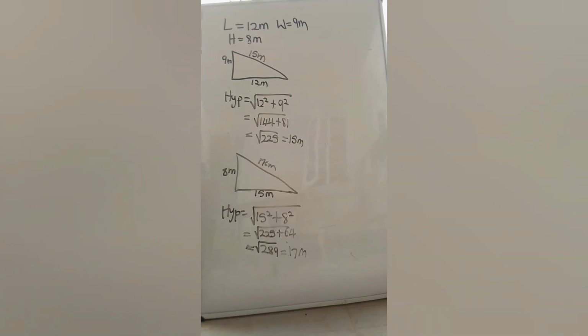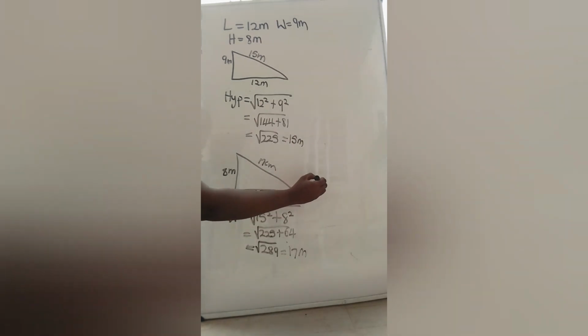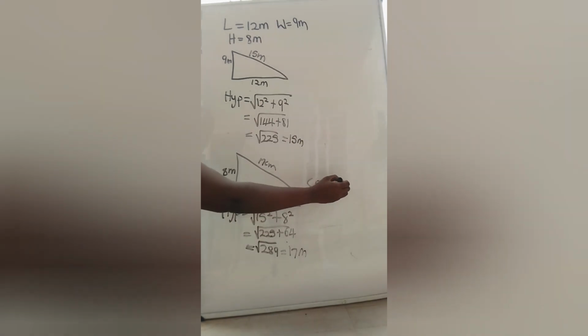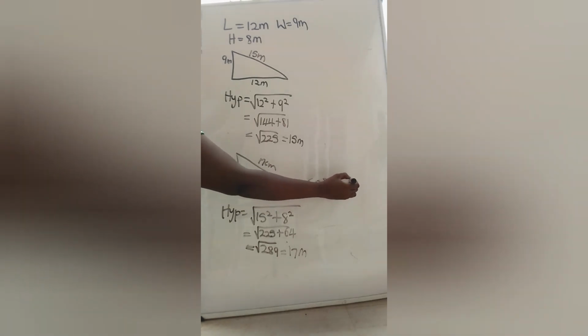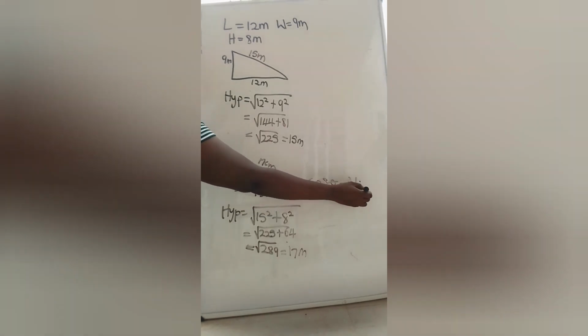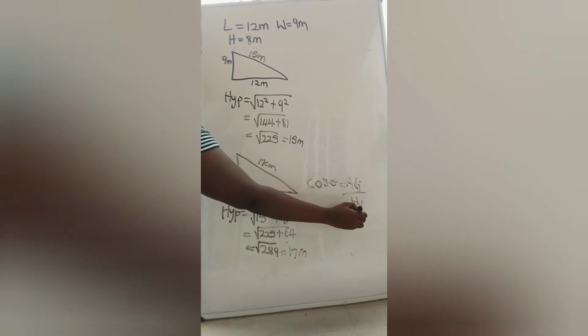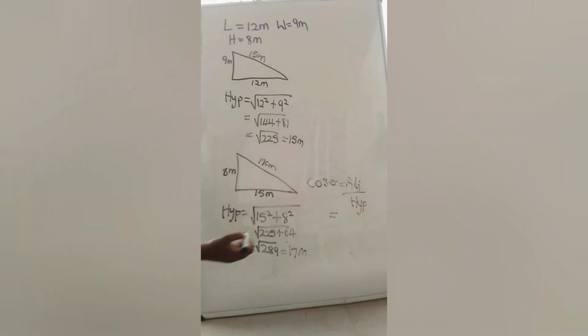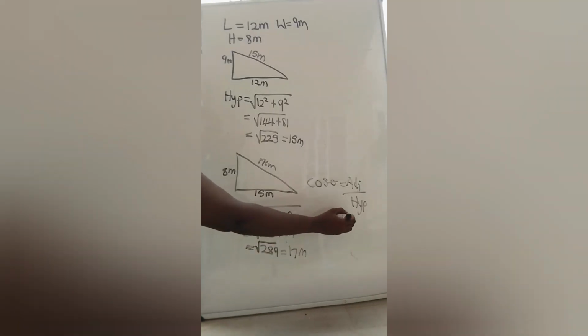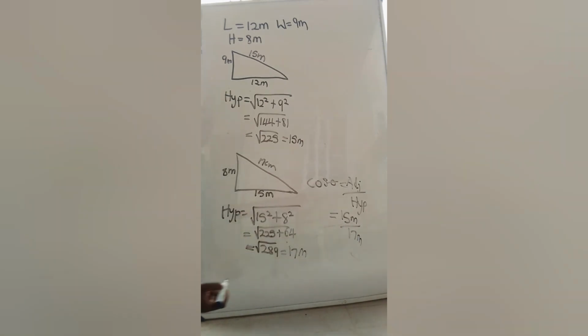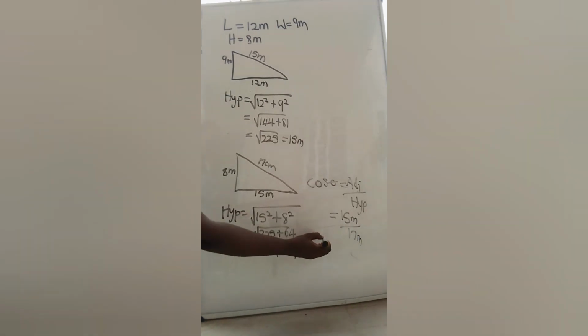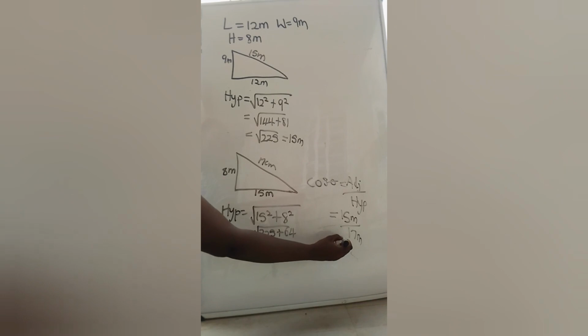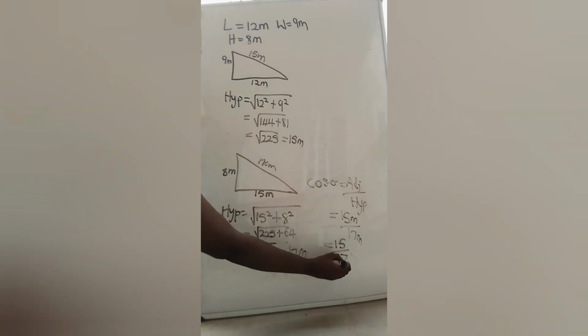Now we are looking for the cosine. So if you are looking for the cosine, we all know that cosine is equal to adjacent over hypotenuse. And here our adjacent is 15 meters all over the hypotenuse 17 meters. So our final answer is 15 over 17.